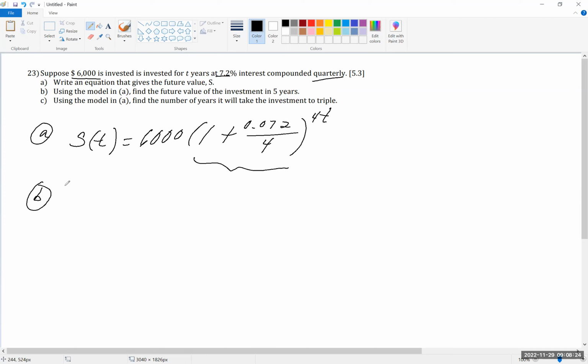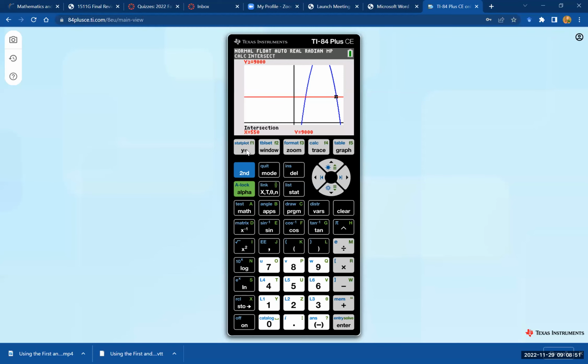So using the model in A, find the future value of an investment in 5 years. I'm going to use my calculator for that. So it's a good thing I opened it. I just have to remember a couple of things when I transfer to the calculator: 6,000, 7.2 and 4. So it's 6,000, 7.2, which is 0.072, and 4. And just make sure you put the 4 again here. And it's not using t's, it's using x's.